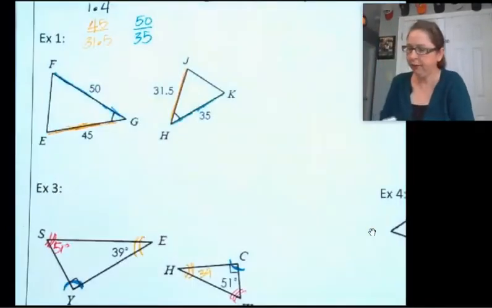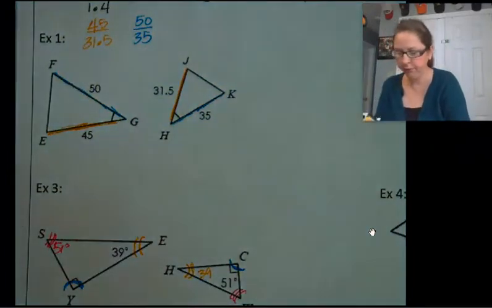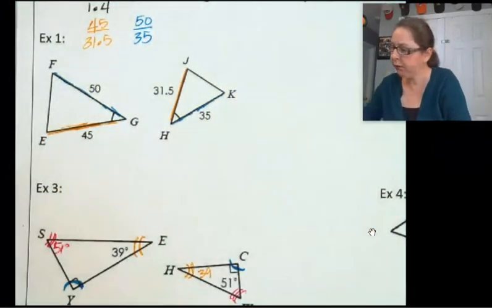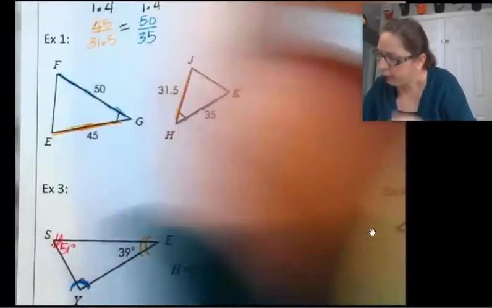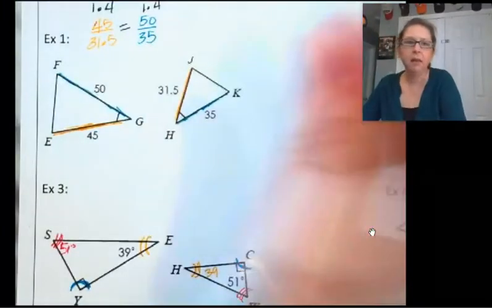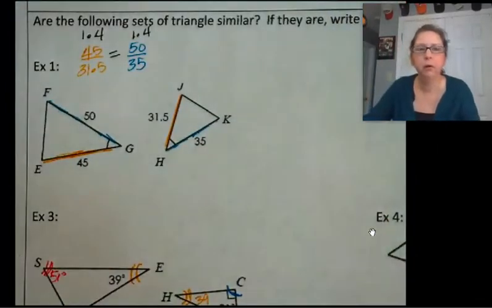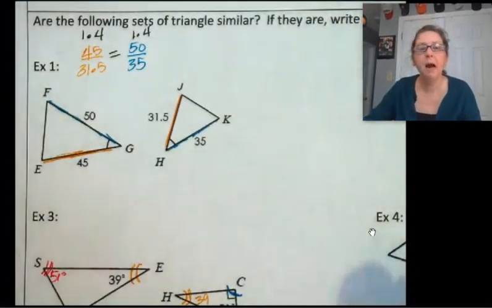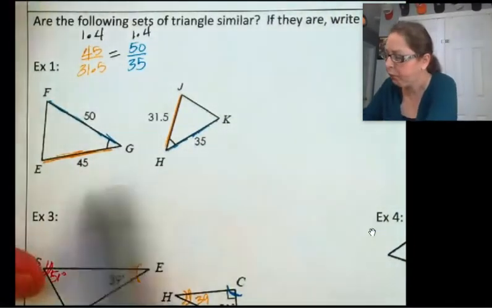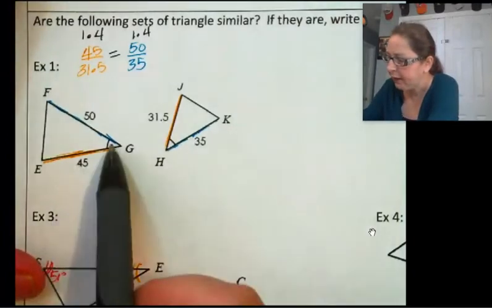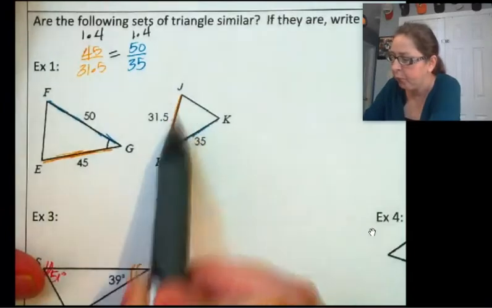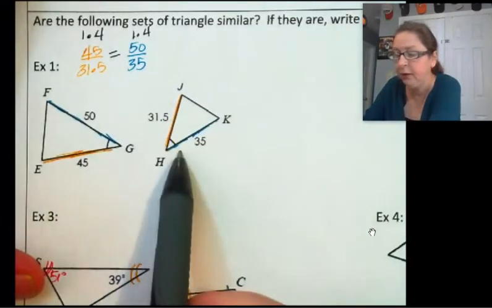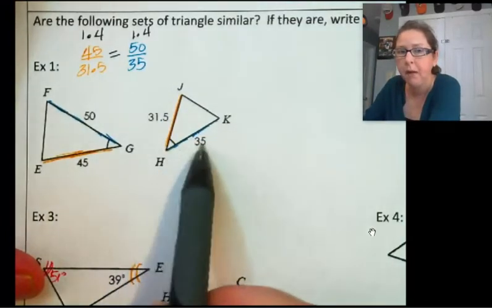And let's check and see if that's equal to 50 divided by 35. And that also gives me 1.4. So yes, these are similar, okay? But how are they similar? So I have a side, an angle, and a side. And then again, an orange side, an interior angle, and then a blue side.